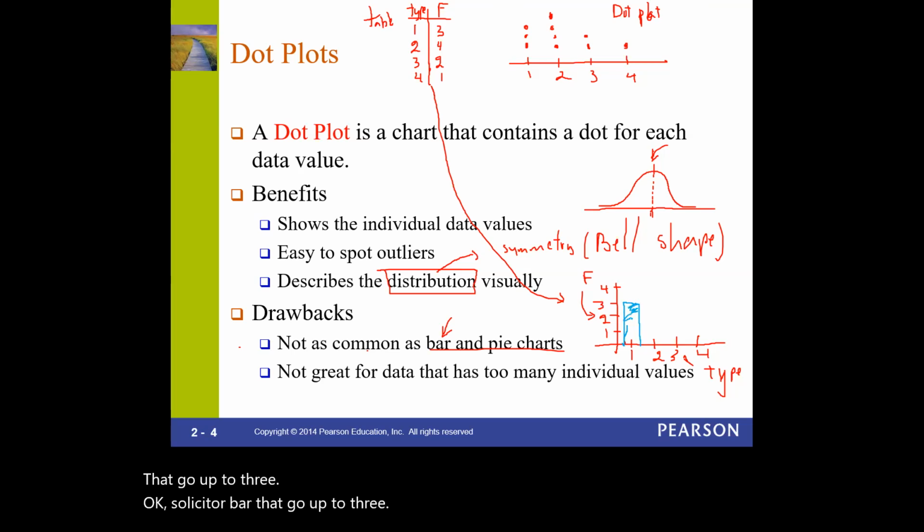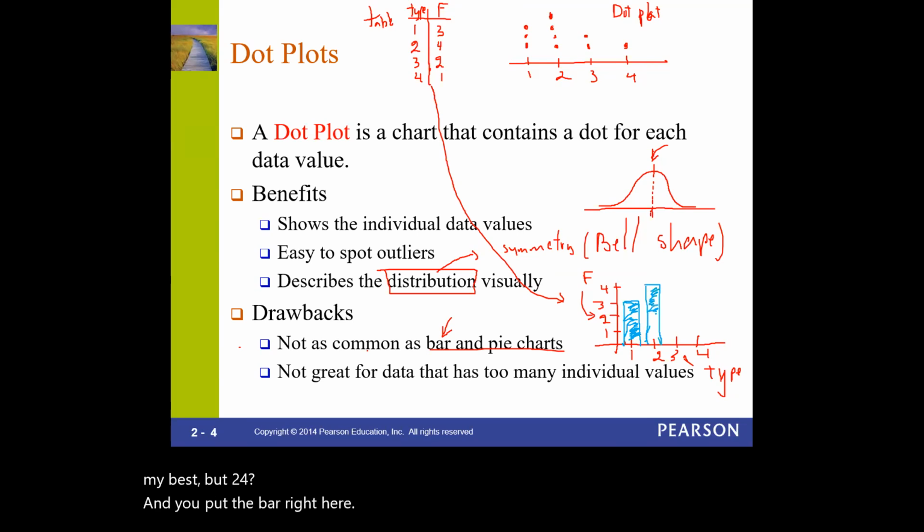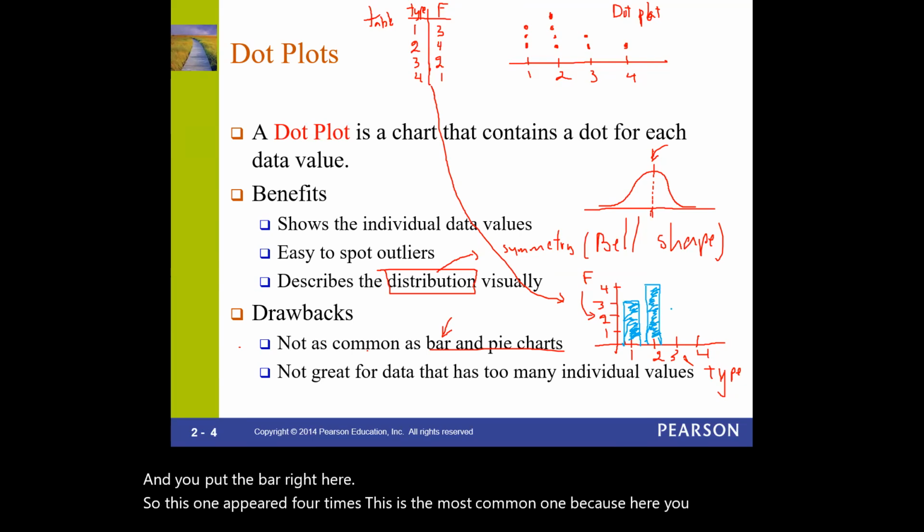Okay, so this is the bar. And then the next one we have is 2. That'll be 4 times, so I'll do a bar that goes up to 4. Sorry about my writing, I'm trying my best. Up to 4, and we put a bar right here. So this one appears 4 times. This is the most common one because here you have to show the distinct number.